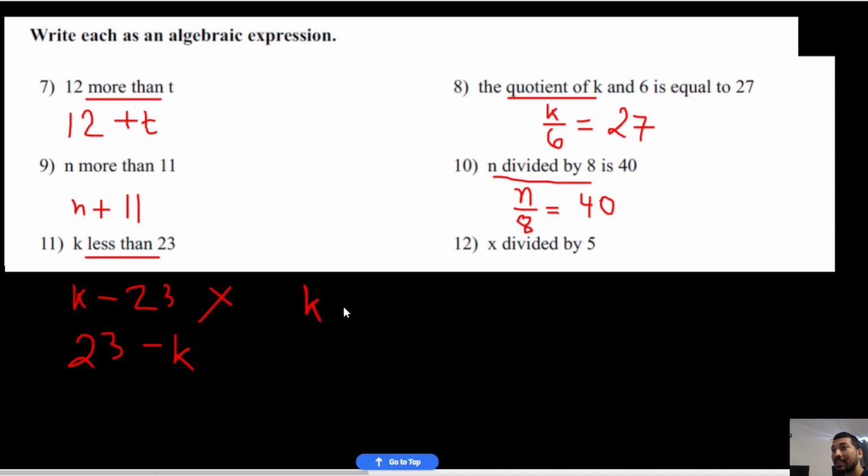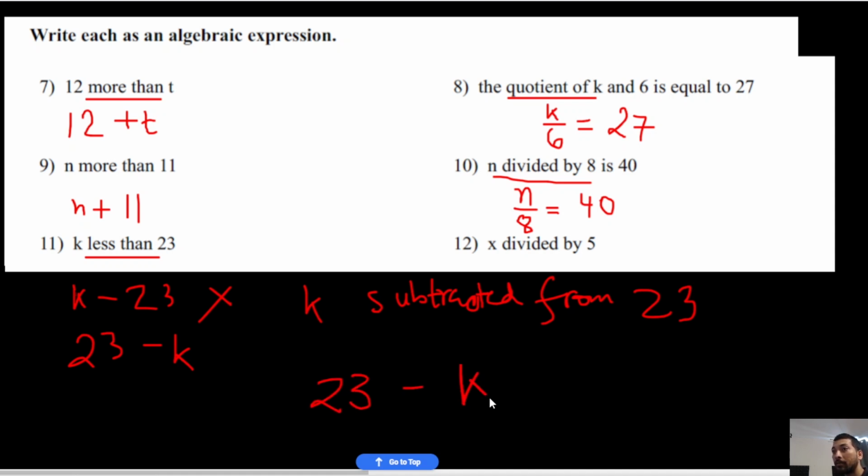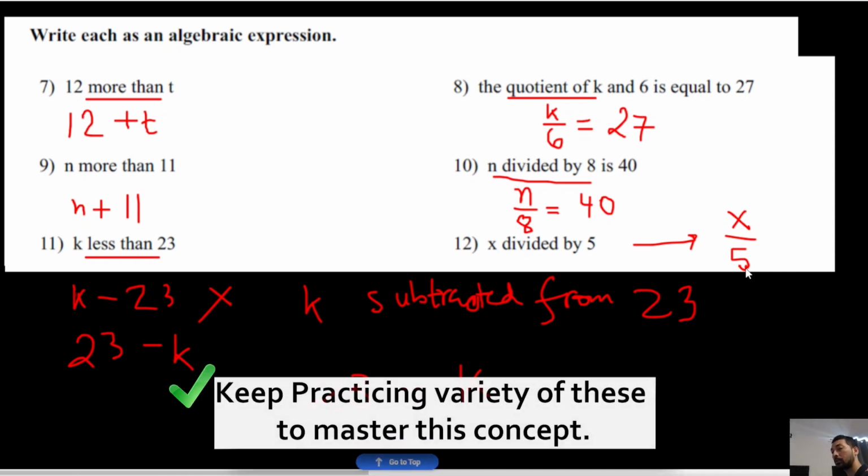So we can write this as k subtracted from 23. So we write 23 first and then subtract k. So this is how we translate this expression. Number 12, we have x divided by 5. So that's pretty easy, x over 5. This is how we convert this verbal expression into algebraic expression.